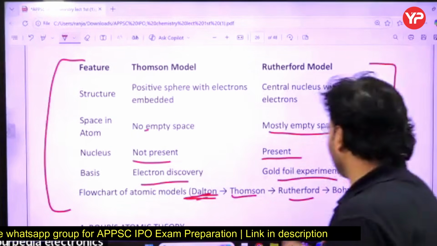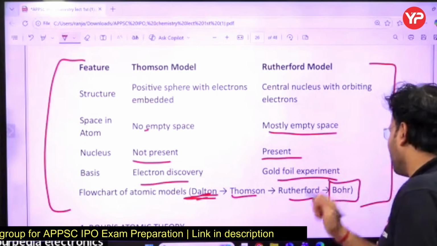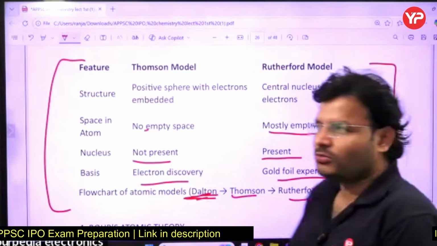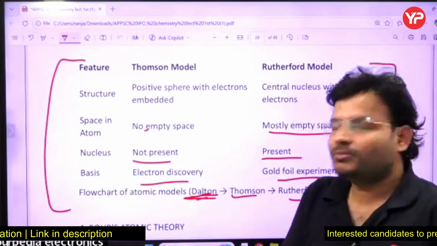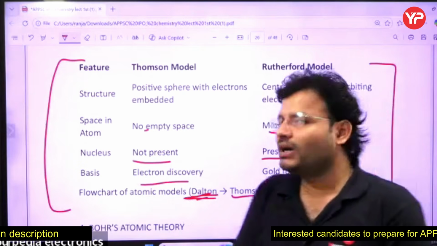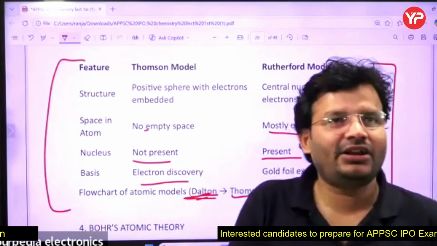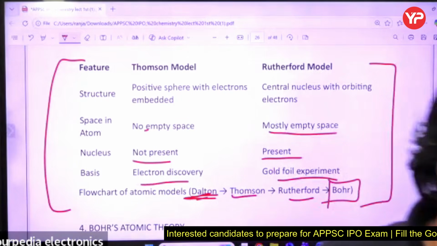So after that another scientist came. The name? Bohr. The Bohr atomic model. Now I will discuss the Bohr atomic model. But before moving to Bohr, first I want to ask: till now is everything clear, or does anyone have any doubt? Then ask, and then we'll move on.